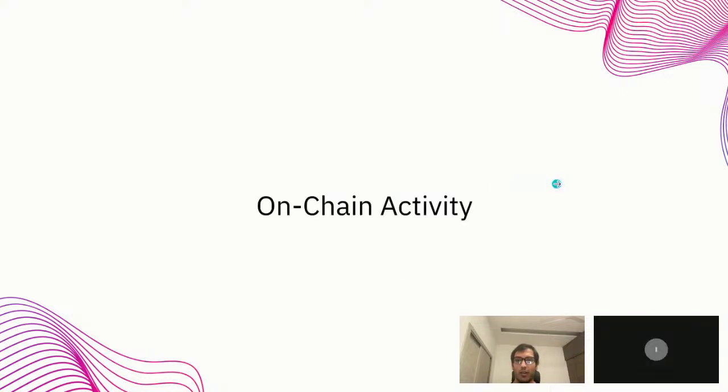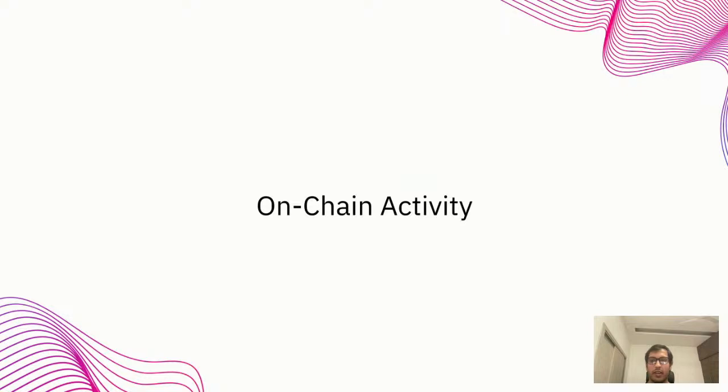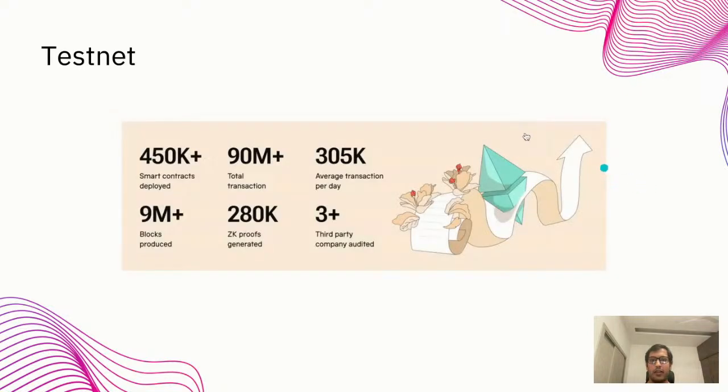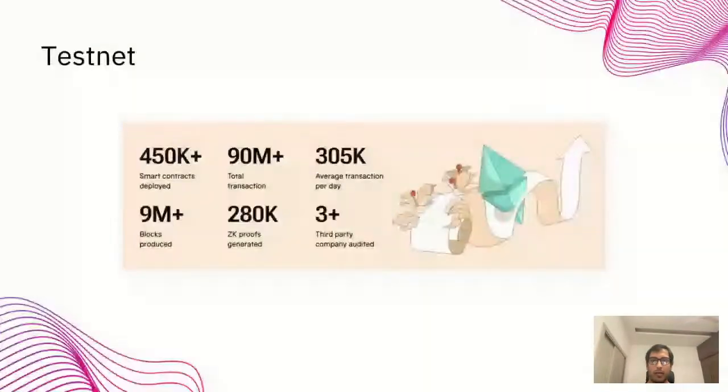So moving on, we'll look at some on-chain activity. Scroll has just very recently, I think it's been 50 days or so, transitioned from the testnet to the mainnet. So we start looking at some of the mainnet highlights. This is from the blog that Scroll posted, announcing the transition from testnet to mainnet.